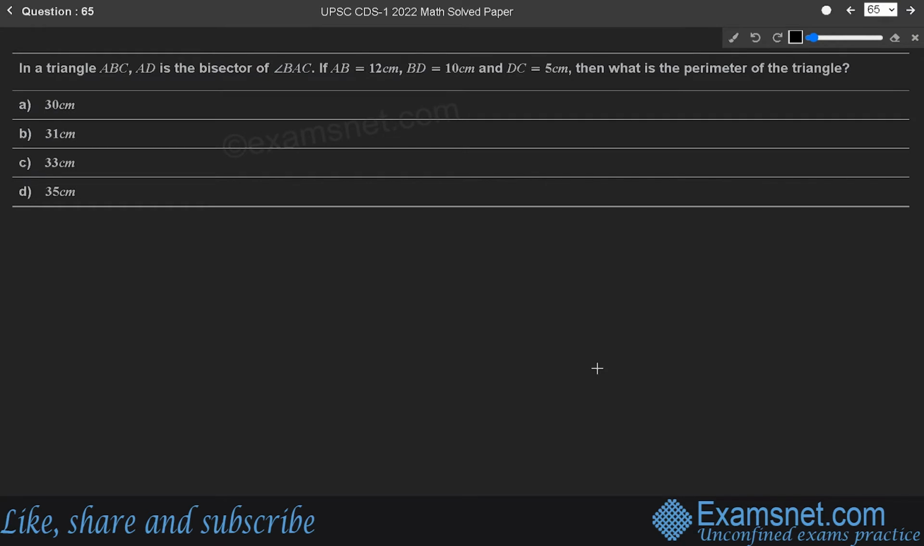Next question is, in a triangle ABC, AD is the bisector of angle BAC. If AB is equal to 12 centimeter, BD is equal to 10 centimeter and DC is equal to 5 centimeter, then what is the perimeter of the triangle? It is a very simple question. But first let us make a triangle.